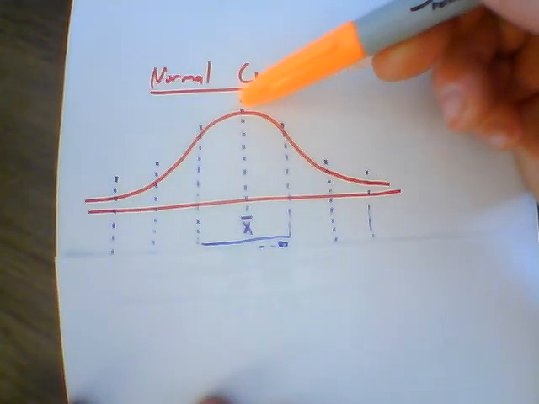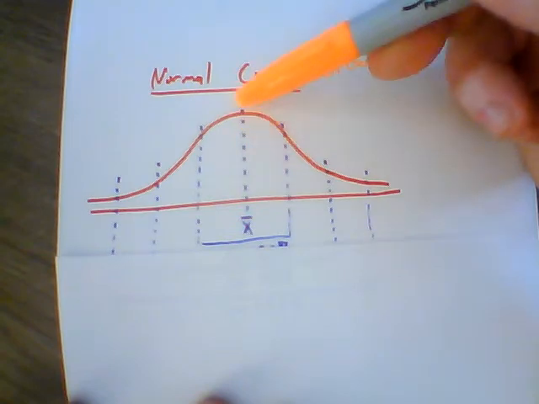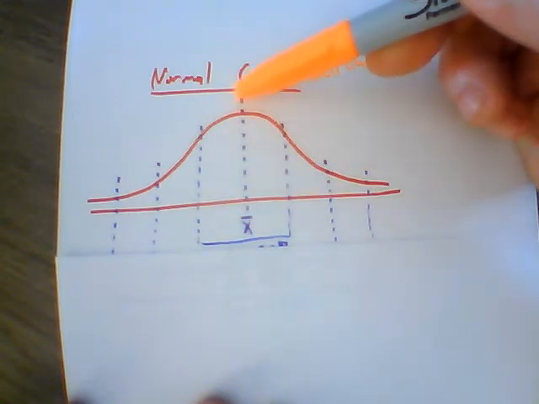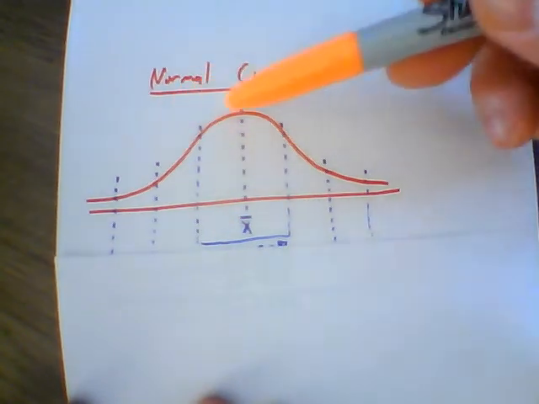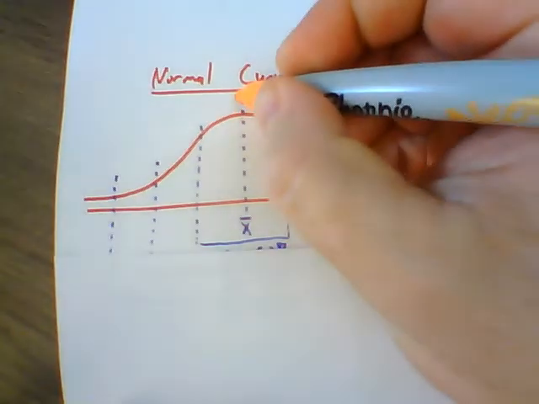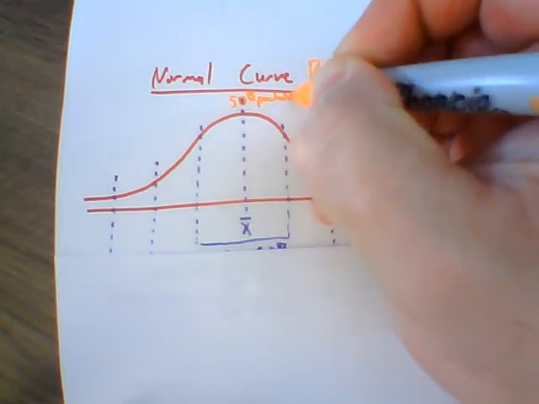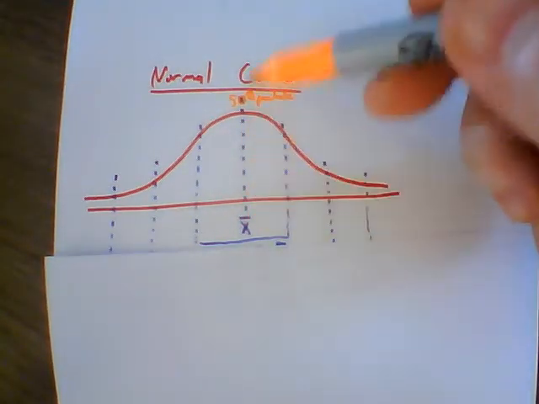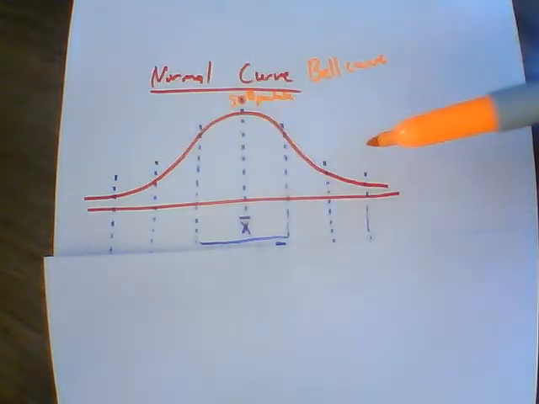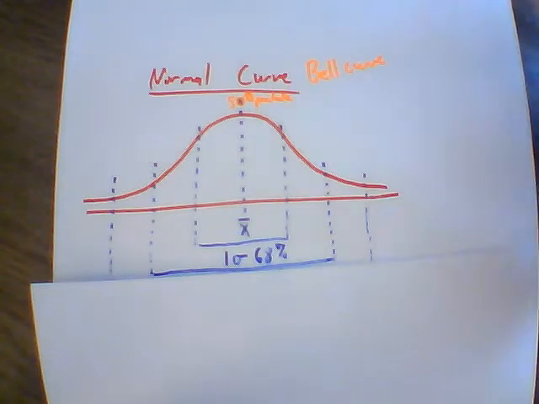The mean tells us the centerpiece of information. The centerpiece of information breaks up 50% below, 50% above. So this is the 50th percentile right here, 50% below, 50% above. It's that middle.